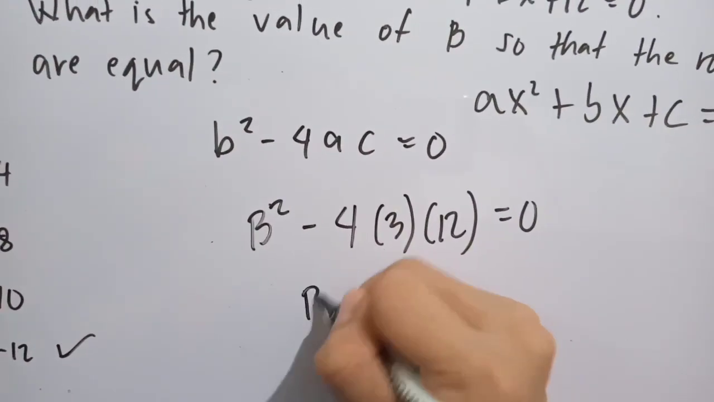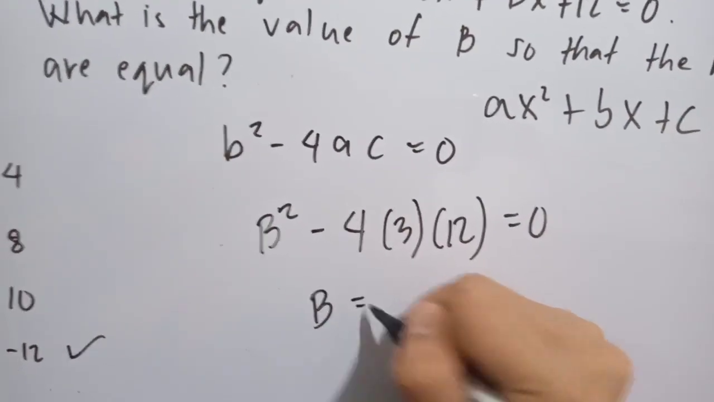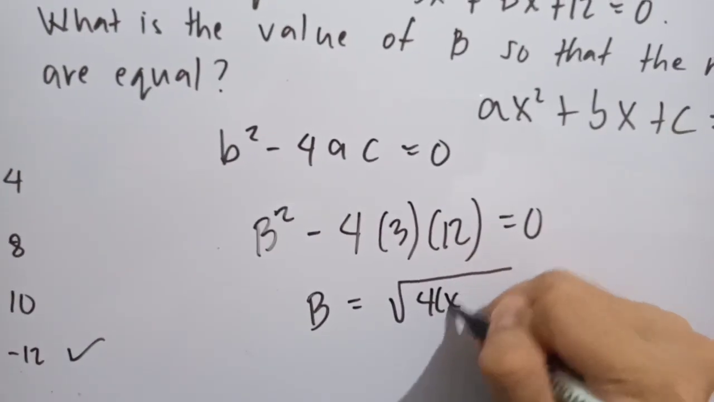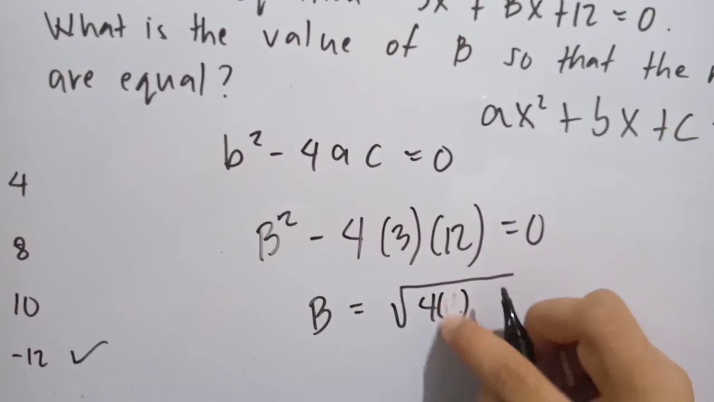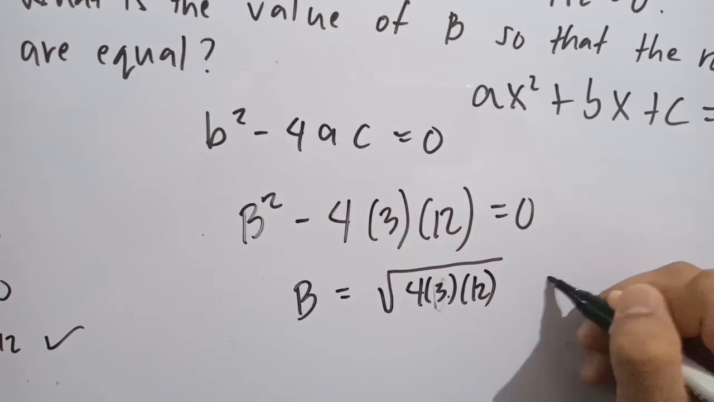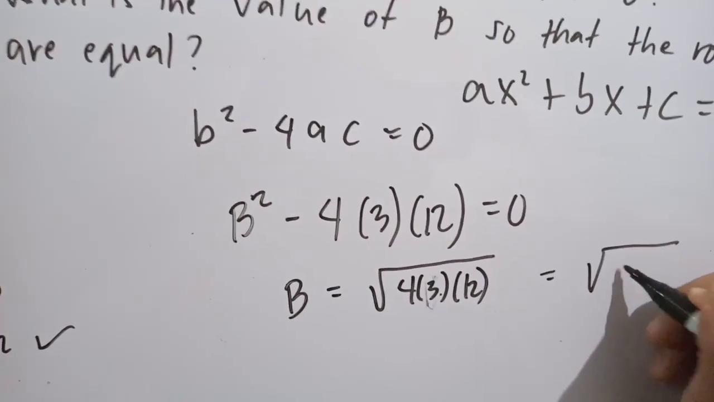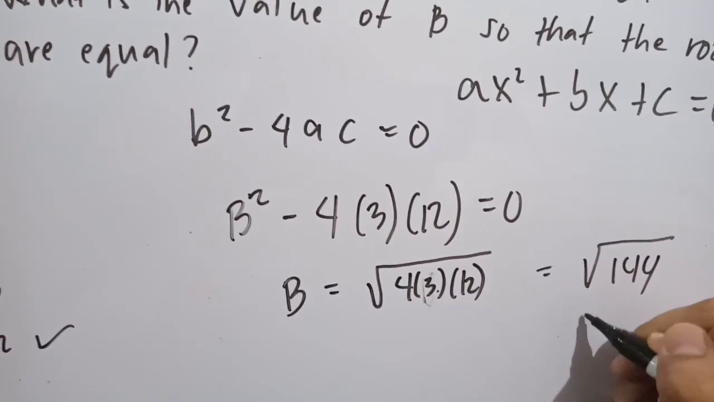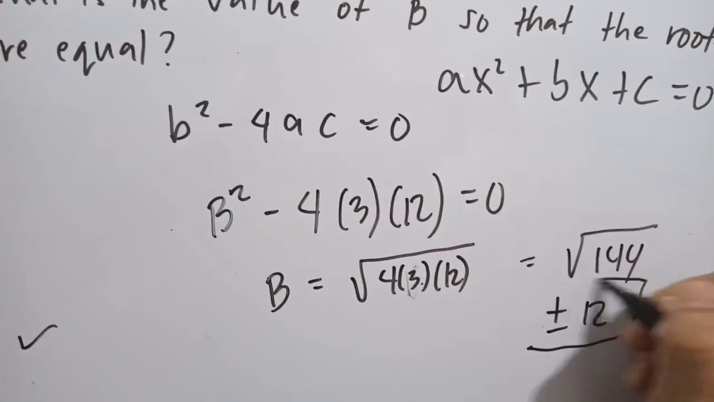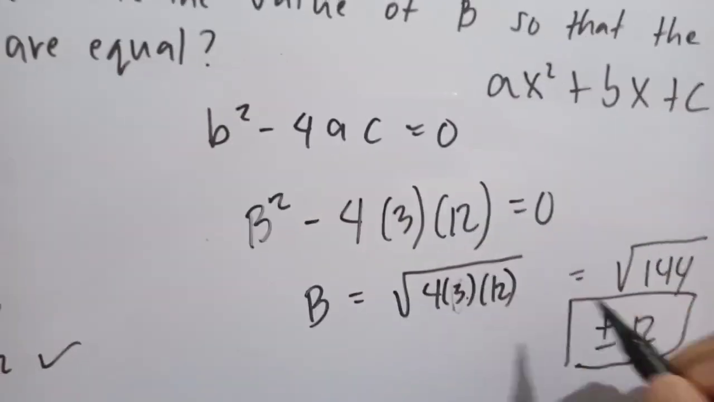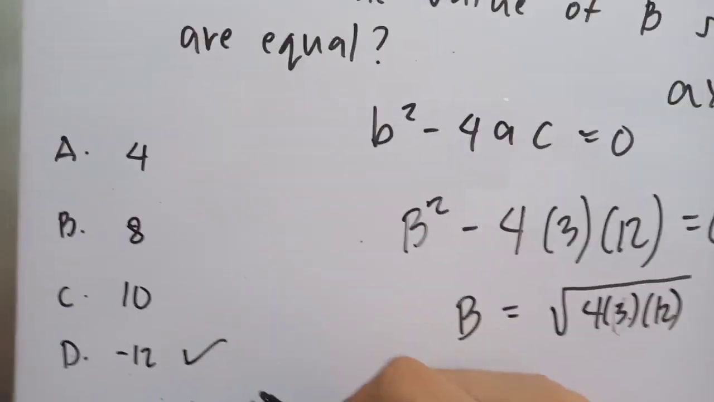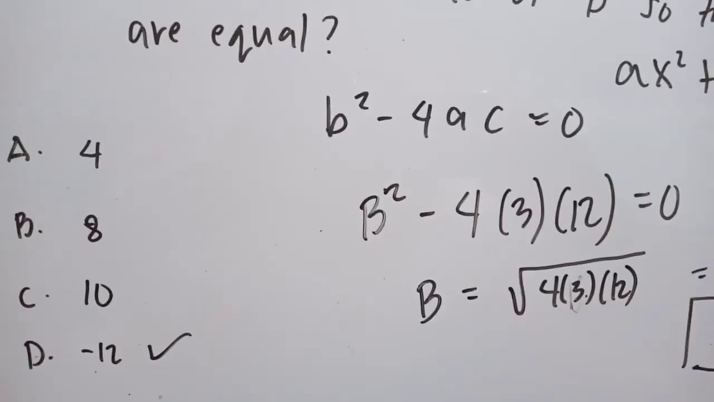So ito, solve na natin yung value ng B, which is equal to square root of 4 times 3 times 12, which is equal to square root of 144, or positive or negative 12. So ito na yung tamang sagot. So madali lang, diba? Equate mo lang yung discriminant to 0, tapos makukuha mo na yung tamang sagot. Tamang sagot ay letter D.